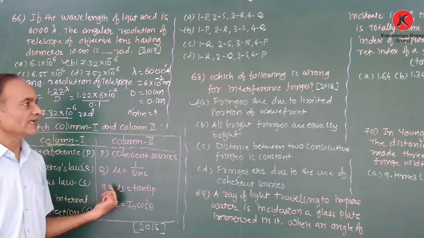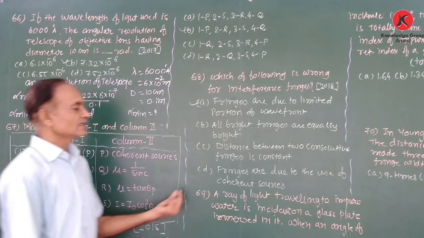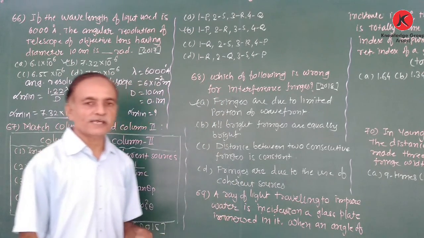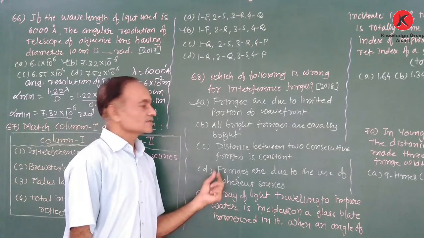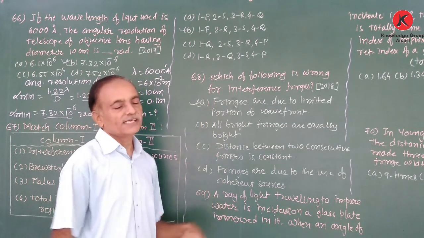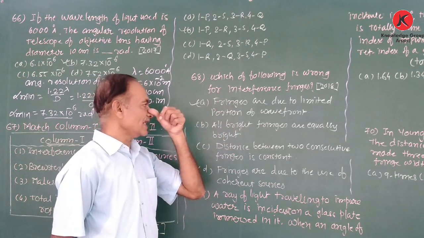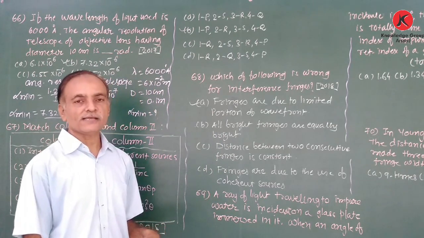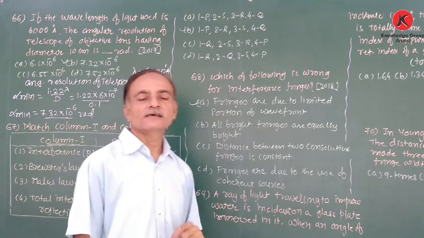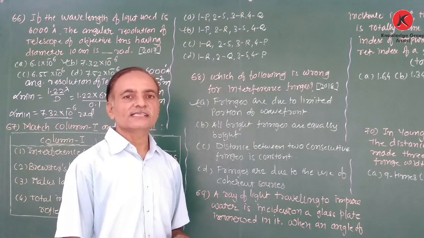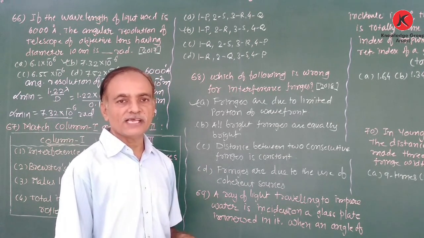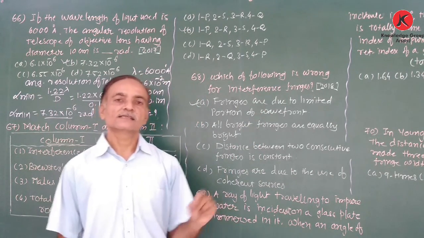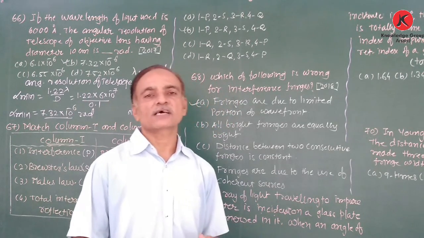We just discussed that in an interference pattern, coherent sources are required. Therefore, interference fringes are obtained due to coherent sources. So B, C, D are right, and A is wrong. Therefore, the correct answer is A, the fringes are due to a limited portion of the wavefront. Actually, in an interference pattern, the two waves are superposed on each other. Therefore, the entire wave is superposed on the other wave, and as a result, due to the path difference, bright and dark fringes are obtained on the screen.